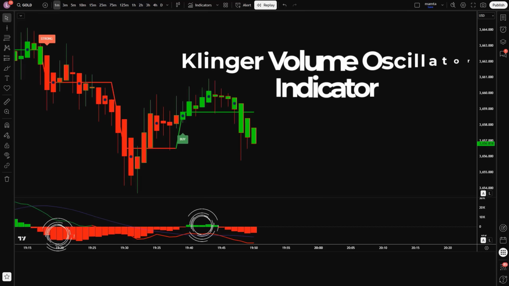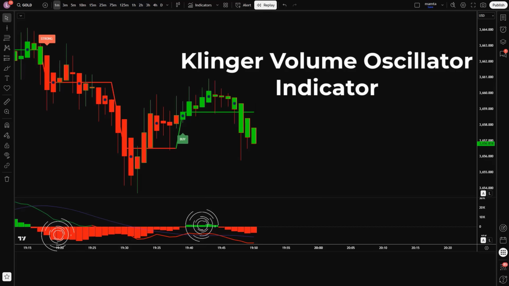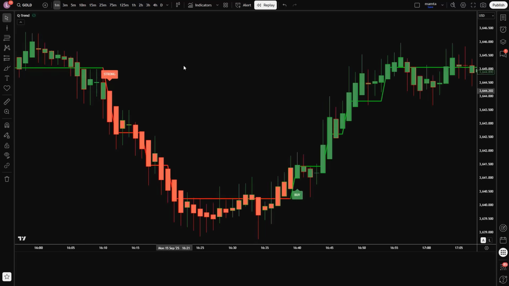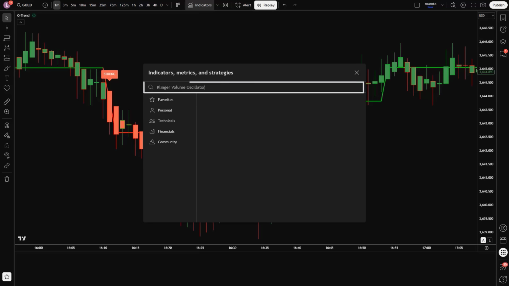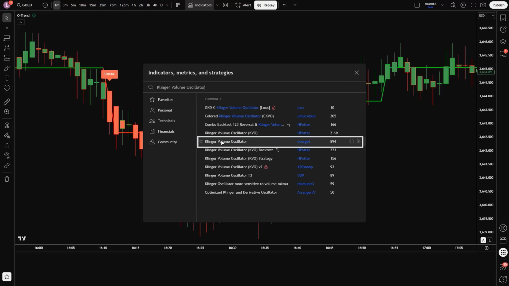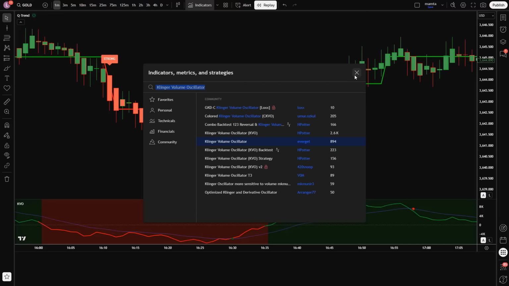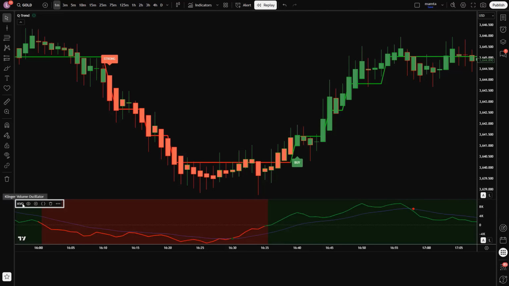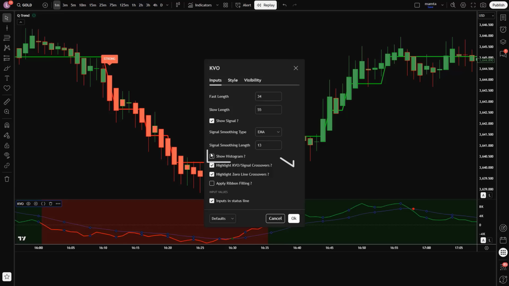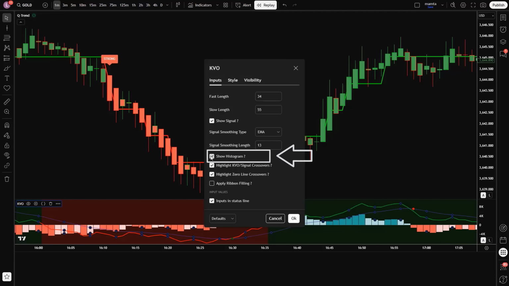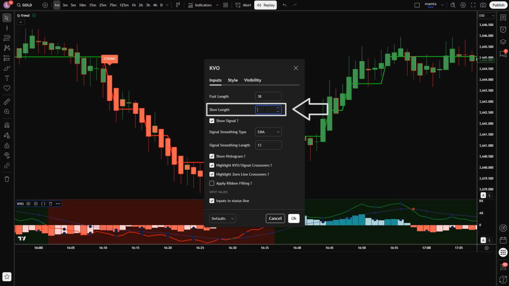The red and green color columns we see in the chart is called the Klinger volume oscillator indicator. Let us now understand the trading setup. We will search Klinger volume oscillator in the search box of TradingView. After that we have to click on the Klinger volume oscillator option, in which we have to change some settings. We have to right-click Show Histogram Options. We have to change this fast length option from 34 to 38. We have to change this slow length option from 55 to 60.